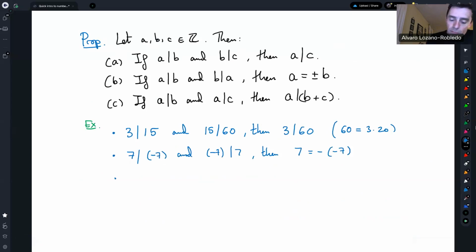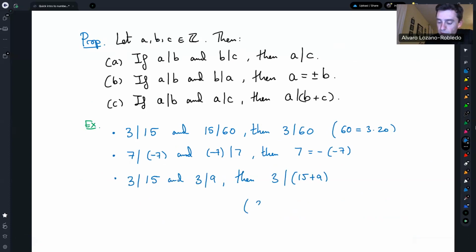And the last one, which, as I said, is going to be key in what we do in the next video about Euclid's algorithm: if 3 divides 15 and 3 divides 9, then 3 divides the sum of 15 and 9. And that is in fact true because 3 does divide 24, because 24 is 3 times 8. So the sum of two numbers that are divisible by 3 is also divisible by 3.